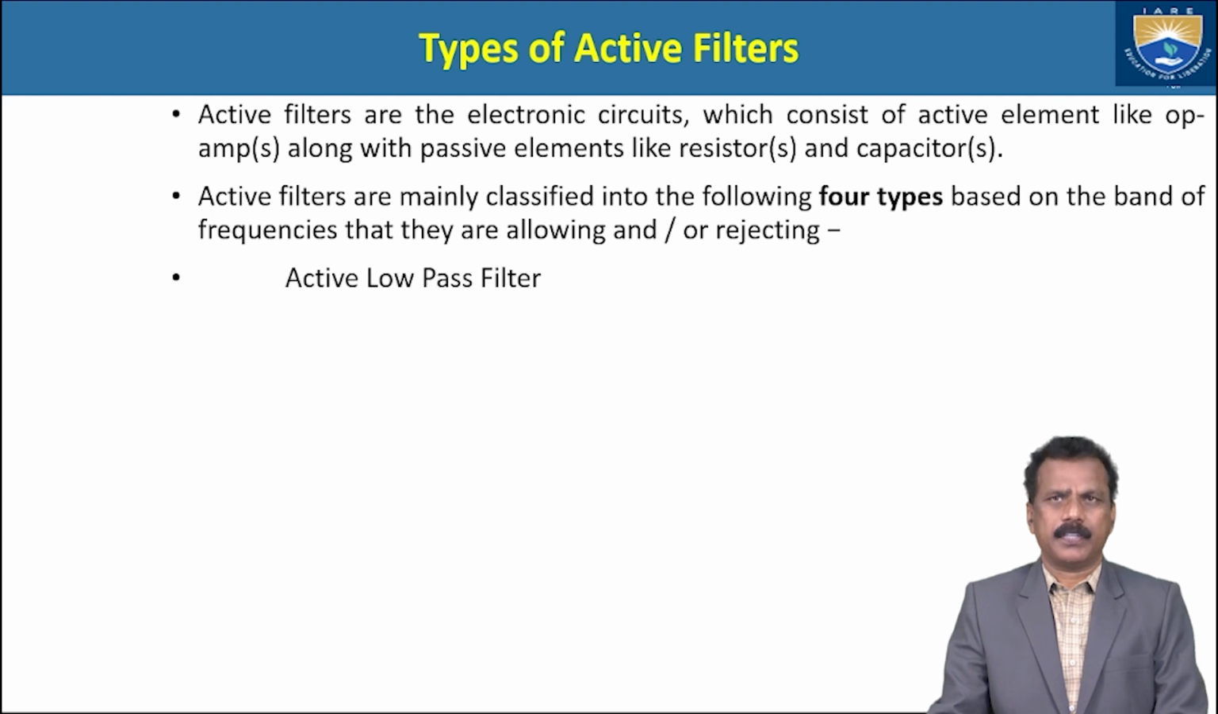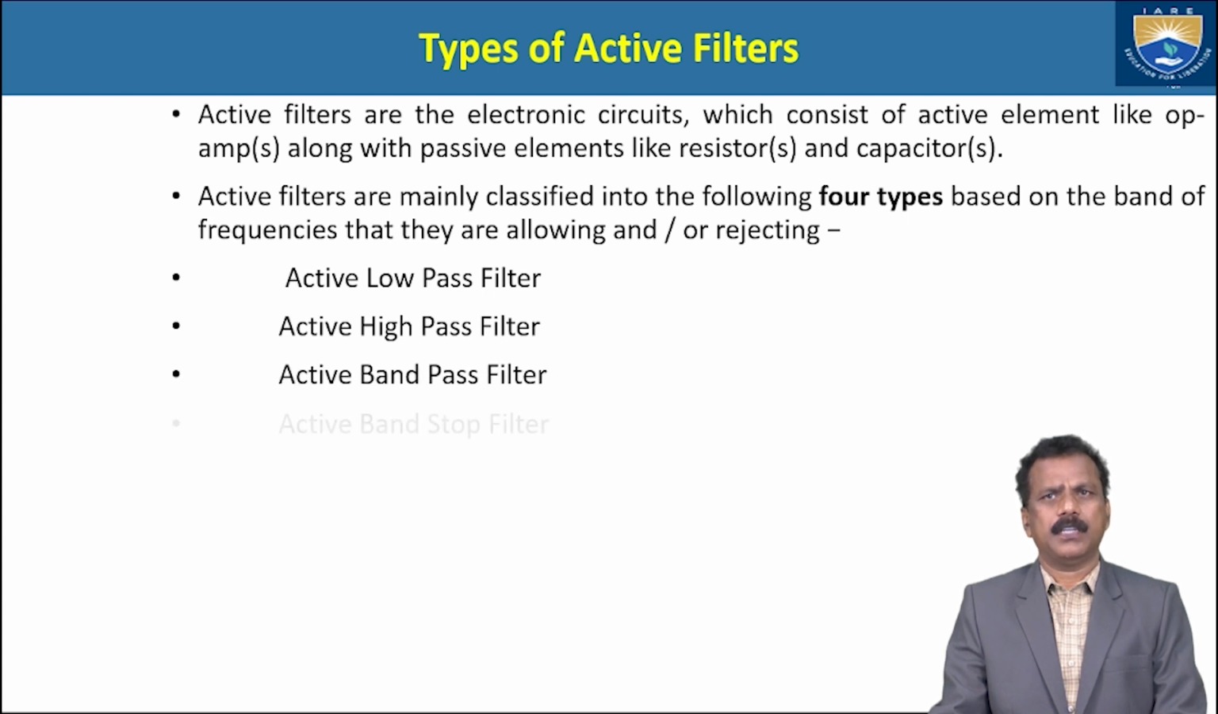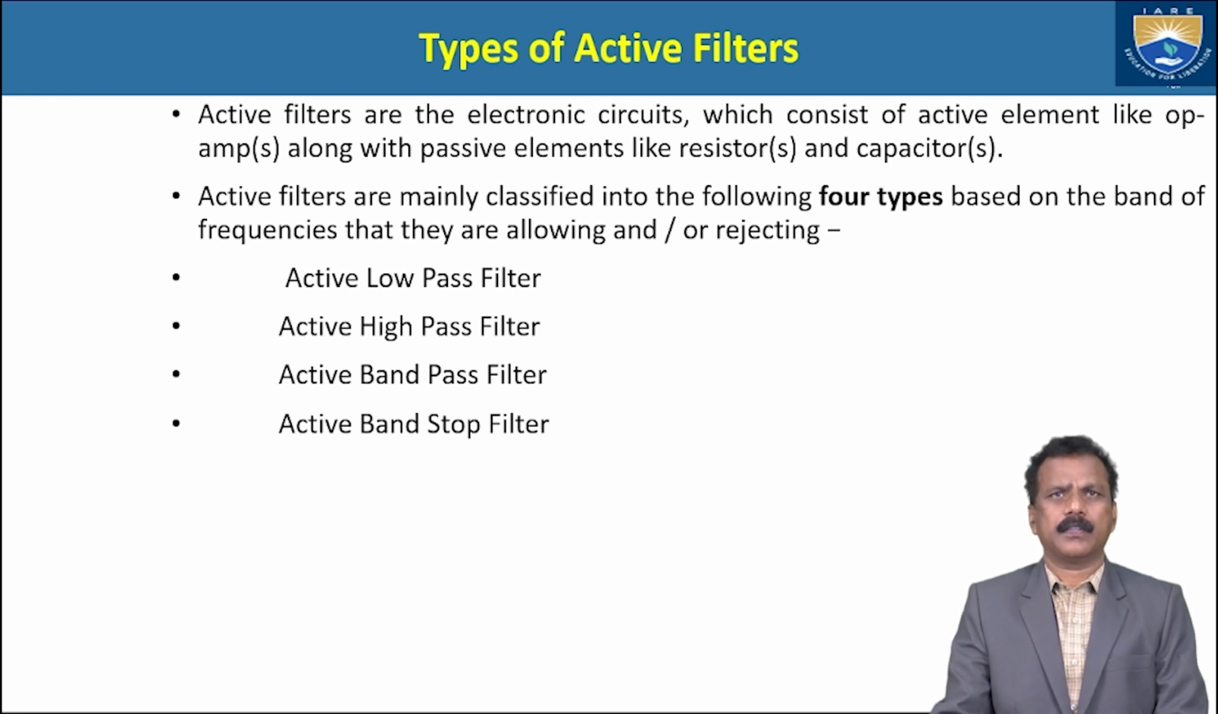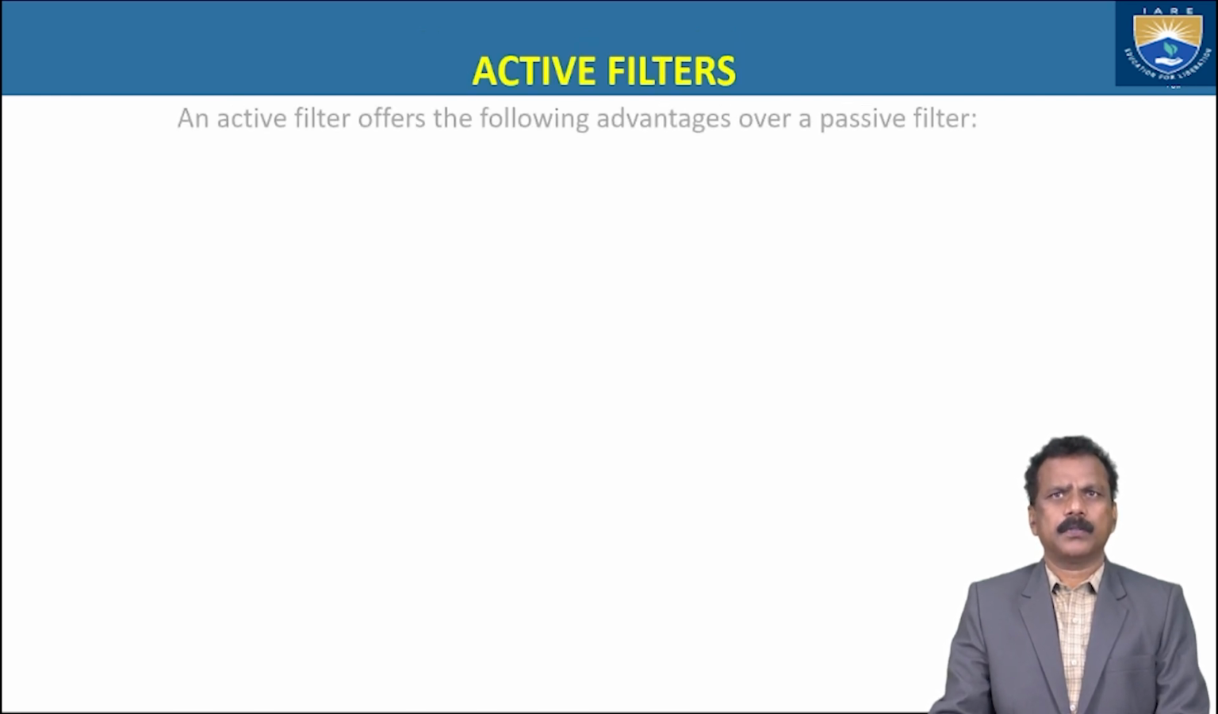The first is the active low pass filter, then the active high pass filter. After that, the active band pass filter, and the fourth one is the active band stop filter. These are the four types based on the band of frequencies that they are allowing and rejecting. So an active filter offers the following advantages over the passive filter.